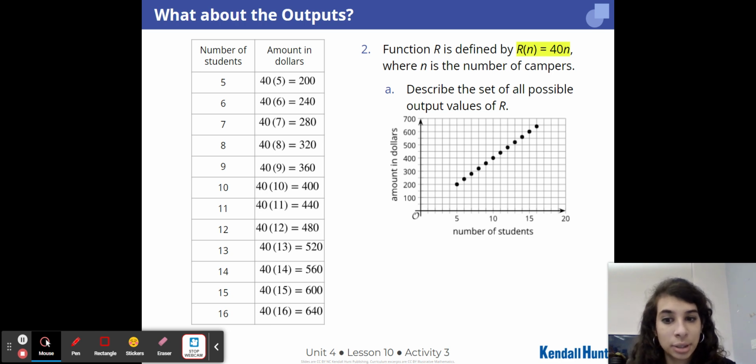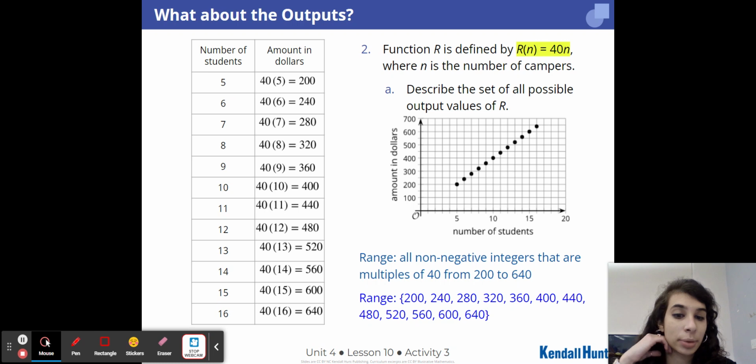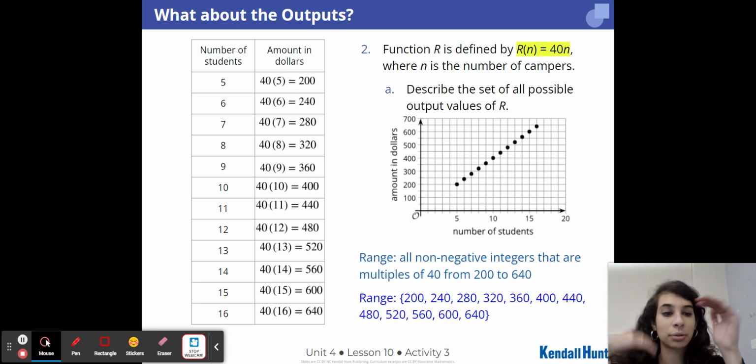So for 16 campers, it costs $40 per person, and we have a value of 640. And so if I wanted to describe the possible output values of R, there's 2 ways you can do it. The first way, in the brighter blue, list all your range values out. In set notation, which is curly brackets, you want to list all the numbers that you have for your outputs.